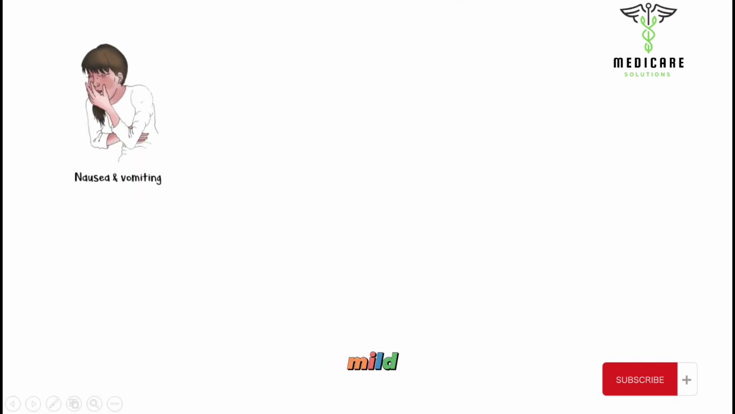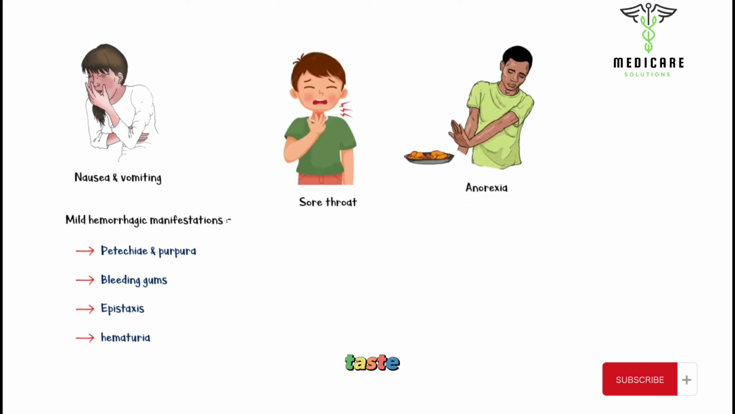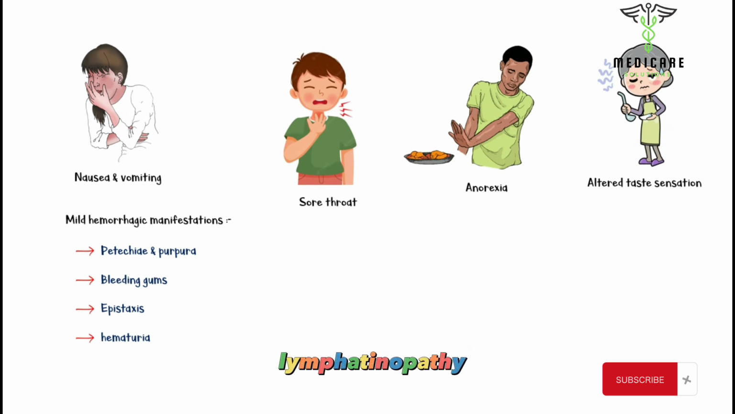Individuals may also have nausea and vomiting, and mild hemorrhagic manifestations, including petechiae and purpura, bleeding gums, epistaxis, and hematuria. Other symptoms in this phase may include sore throat, anorexia, altered taste sensation, and lymphadenopathy.